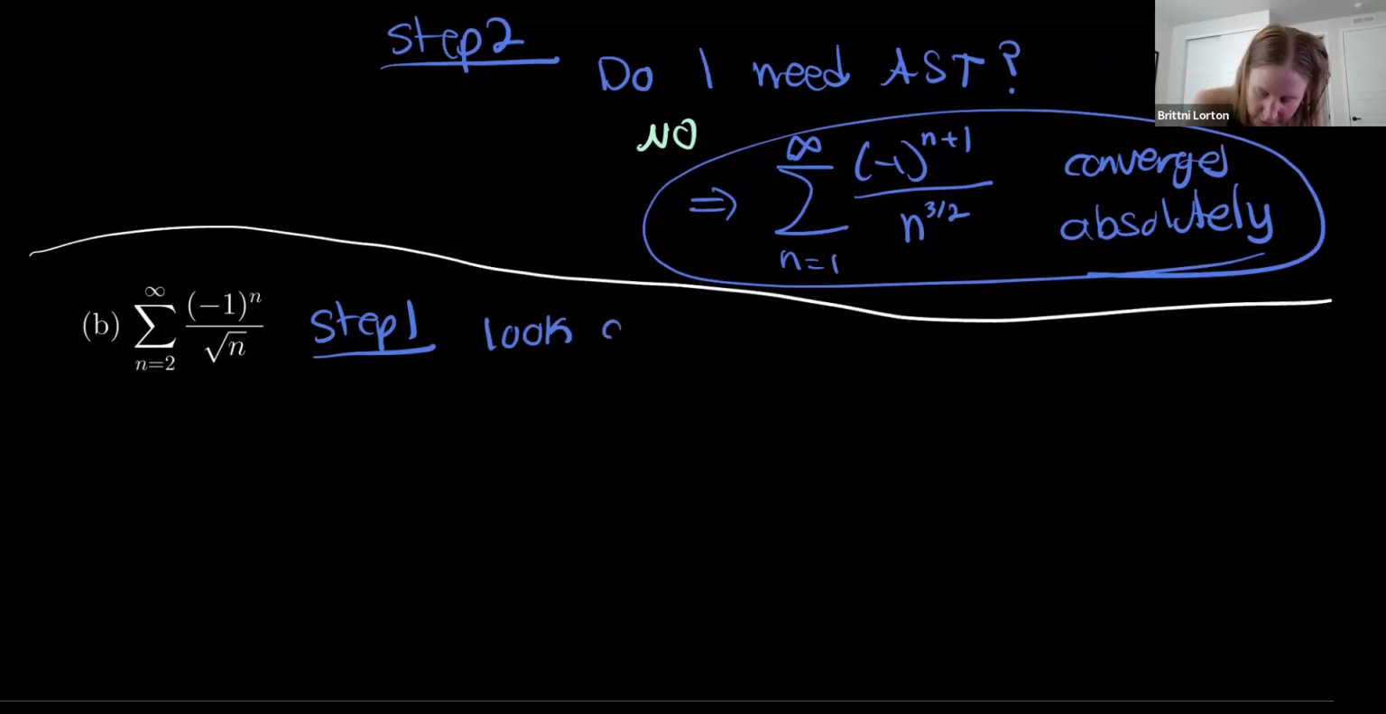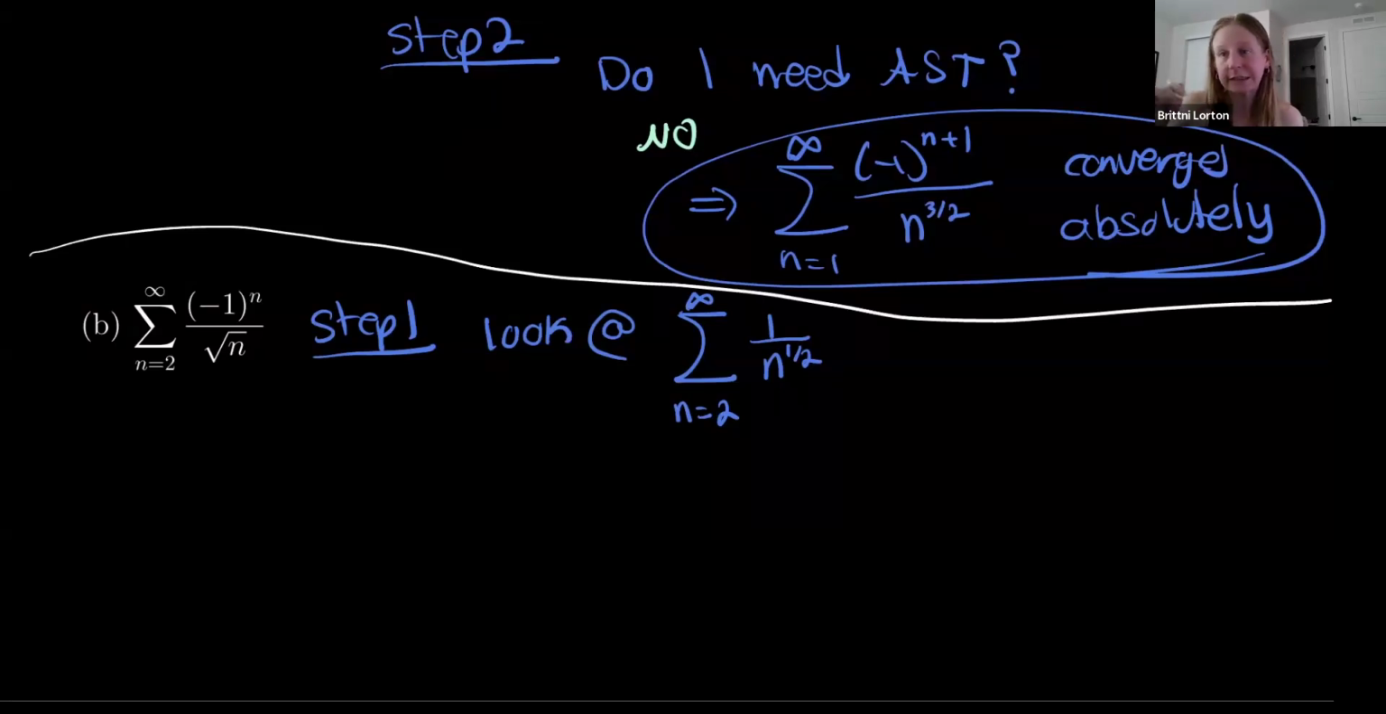I am going to look at the series without the negative. So the sum from n equals 2 to infinity of 1 over the square root of n, and then ask myself if this converges or diverges, without the alternating. I'm not using the alternating series test right now. I might later, but not right now.